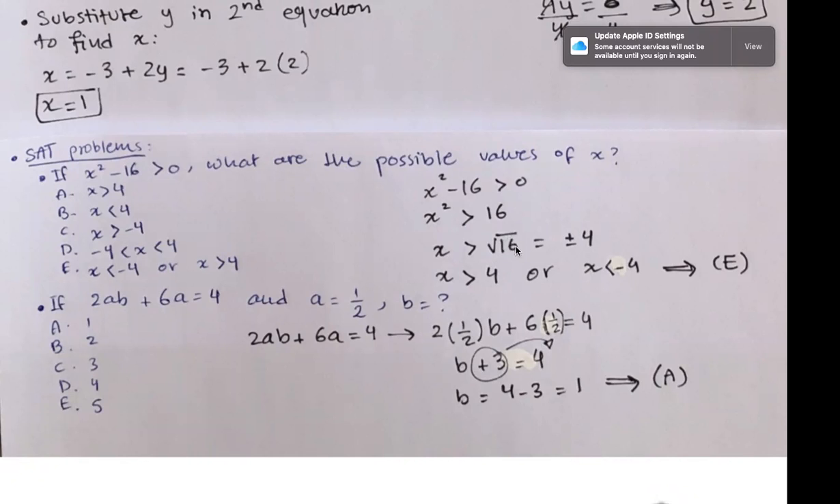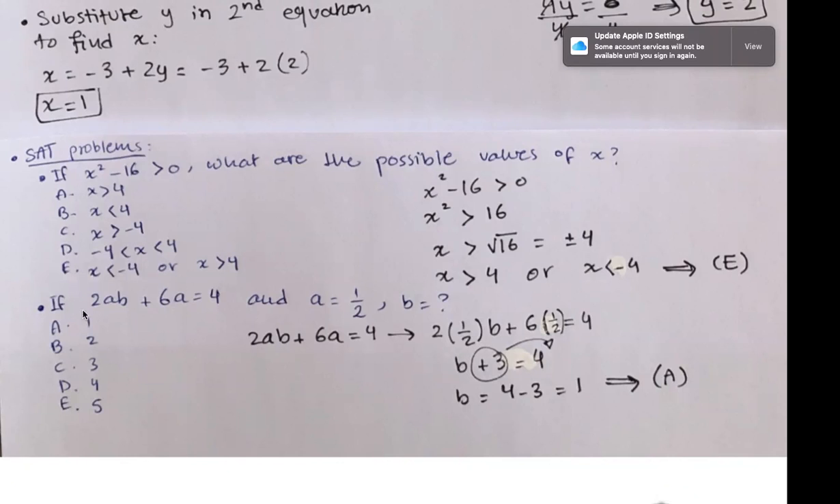You can also find this by putting it in the calculator. Always when you're solving a radical, the answer is plus or minus that number. So either x is larger than 4 or x is less than negative 4, because remember, when you have a negative, the inequality sign switches. So in this case, the answer is E.